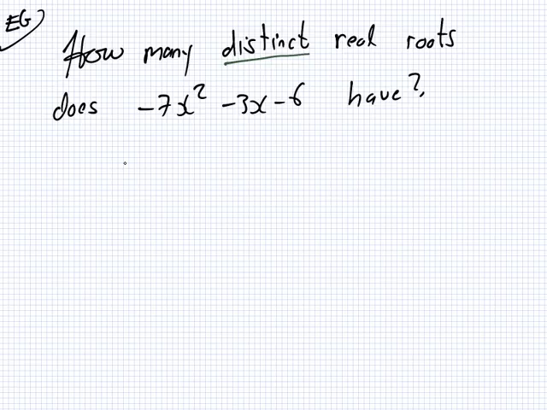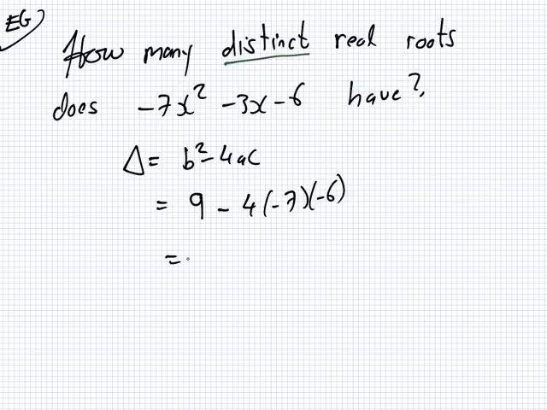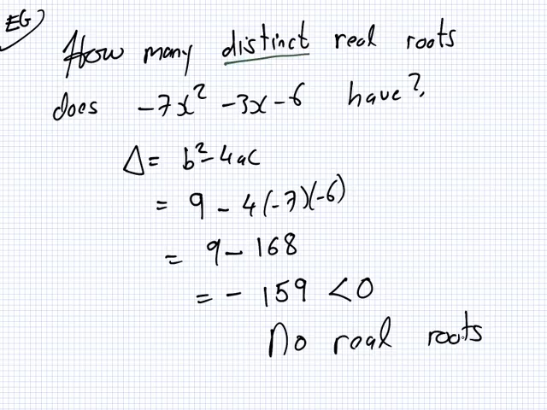Okay, so let's calculate here. Discriminant is b squared minus 4ac. That's 9 minus 4 times minus 7 times minus 6. That looks like a negative. It's 9 minus 42, 40, 80, 168, is it? Yep. Minus 159. Yeah, definitely negative, so that means no real roots. Now note that I'm not actually finding the roots, and here I can't anyways. I'm only asking you for how many roots it has.